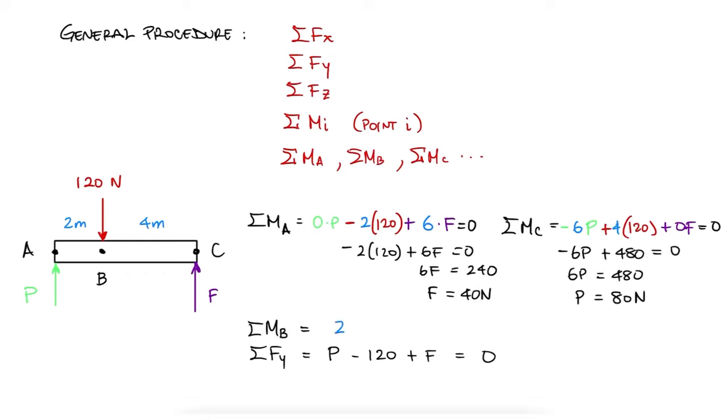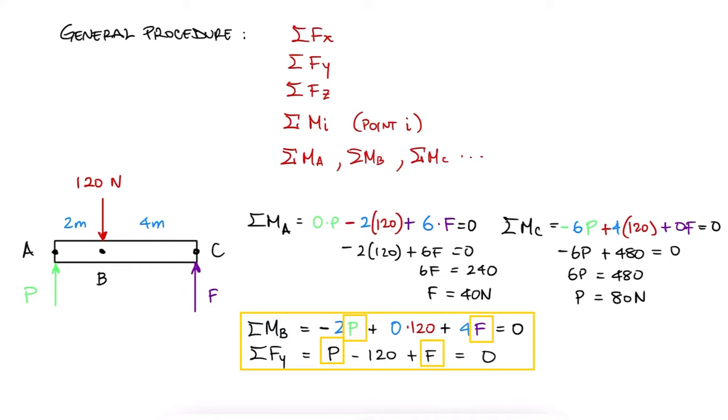Alternatively, we could have written the sum of moments about B and used that together with the sum of forces in the y direction to have a system of two equations and two unknowns, but that's a slightly longer process.